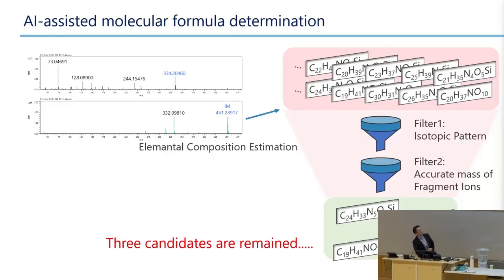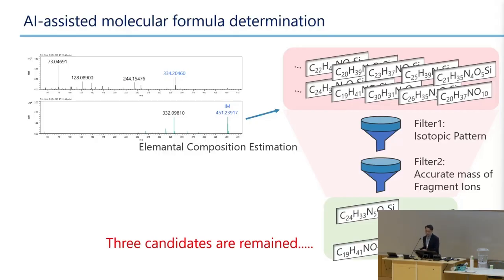And we can get molecular ions clearly. If we do the elemental composition calculations for these ions, we get multiple candidates for the chemical formulas. In this software, we have two filters. One is, of course, the isotopic pattern filter, and the other is the accurate mass of the fragment ions. After we use the two filters, we still get three candidates. In that case, researchers should decide which is correct or incorrect.